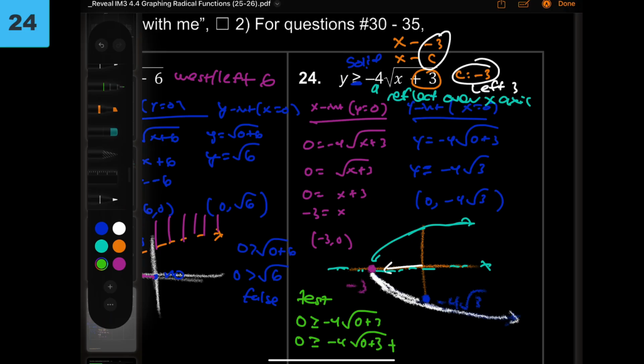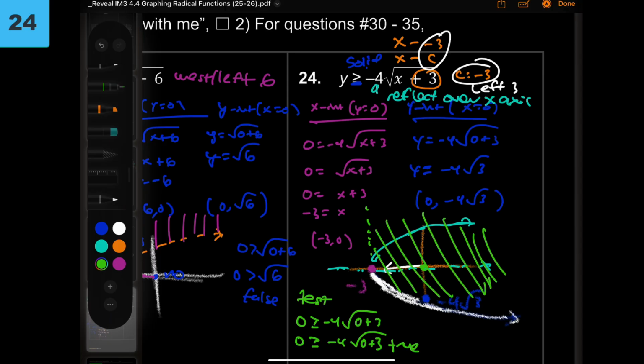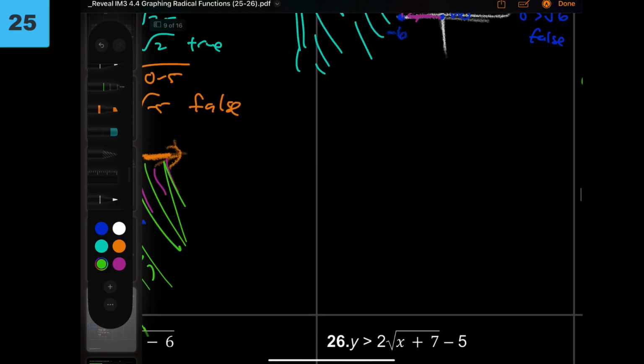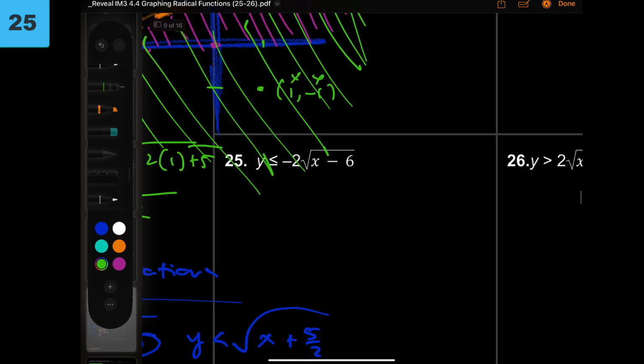That would be true. 0 is bigger than a negative number, so we just tested this. So that means all of this in green is going to be a solution. Okay. All right, let's try number 25.